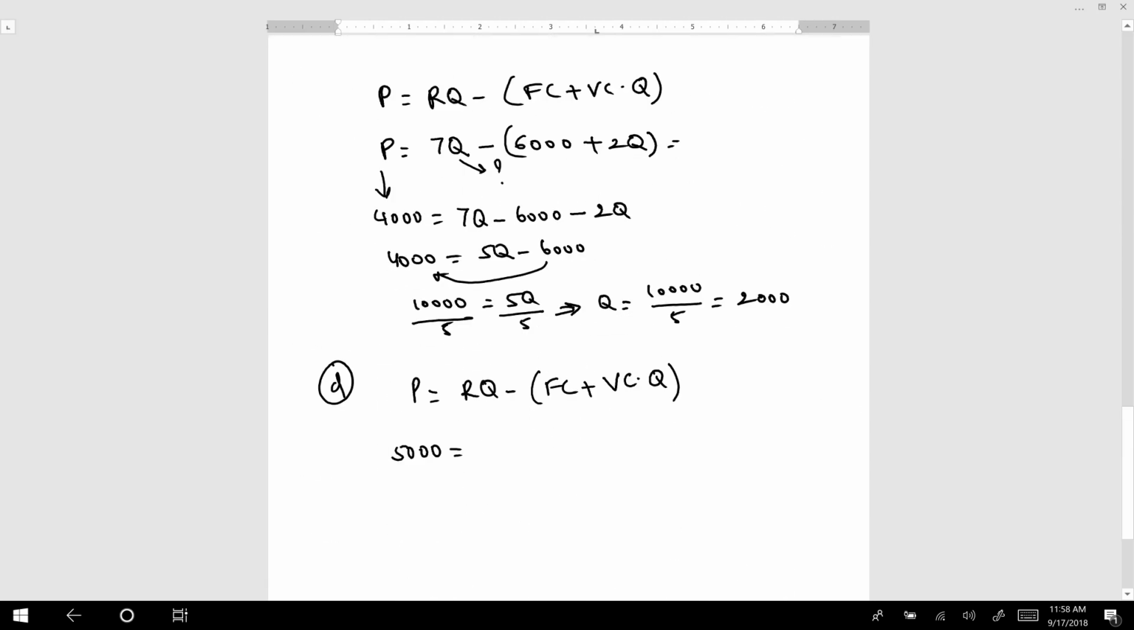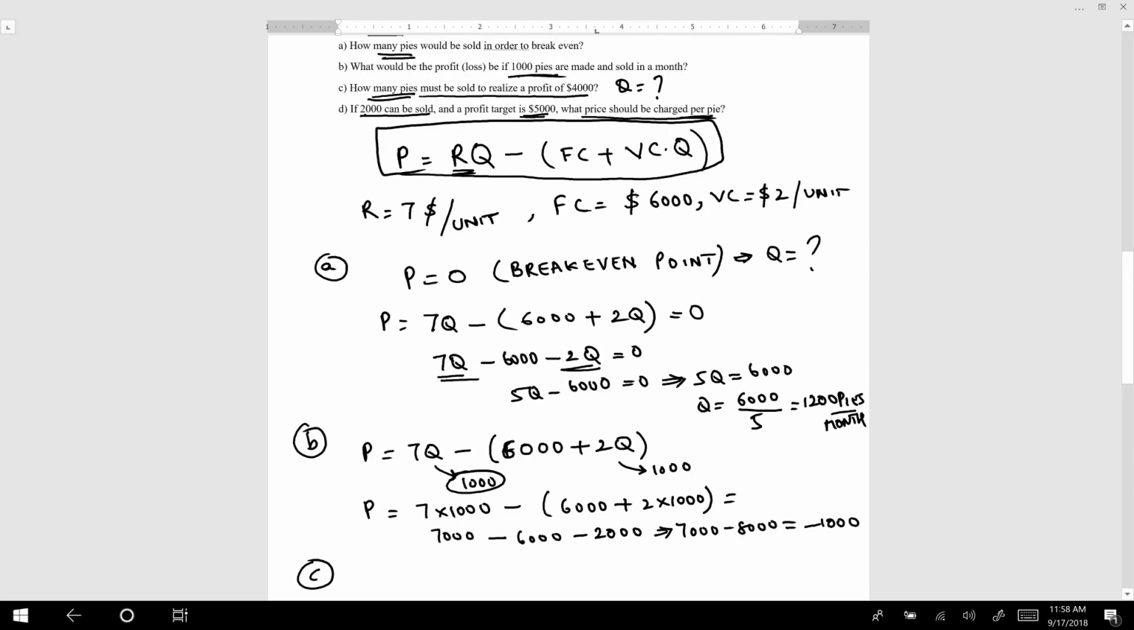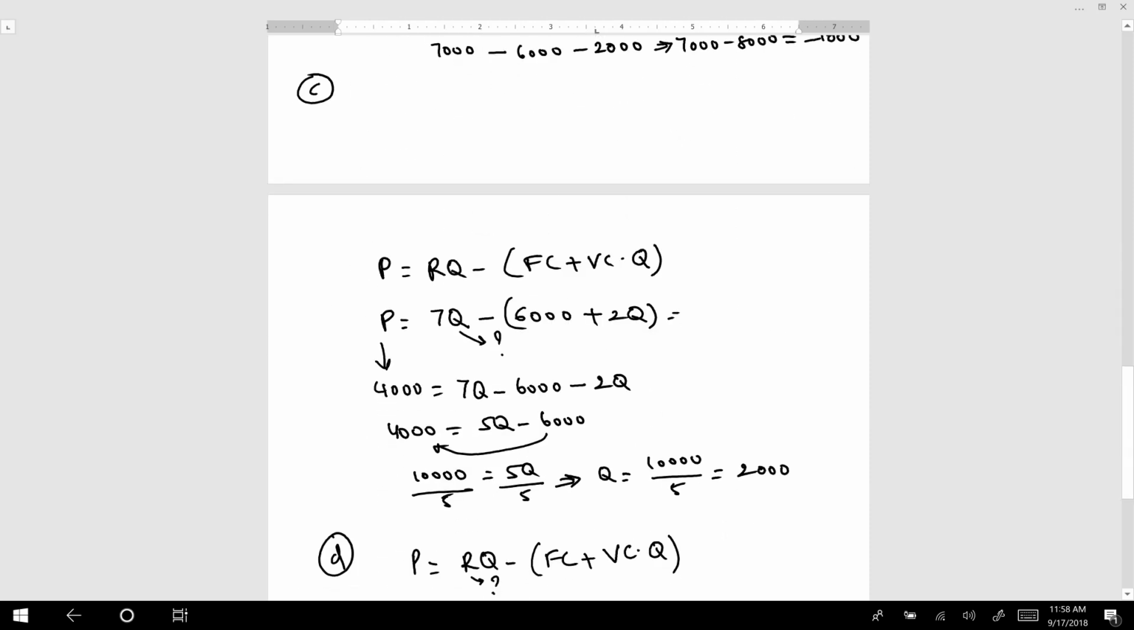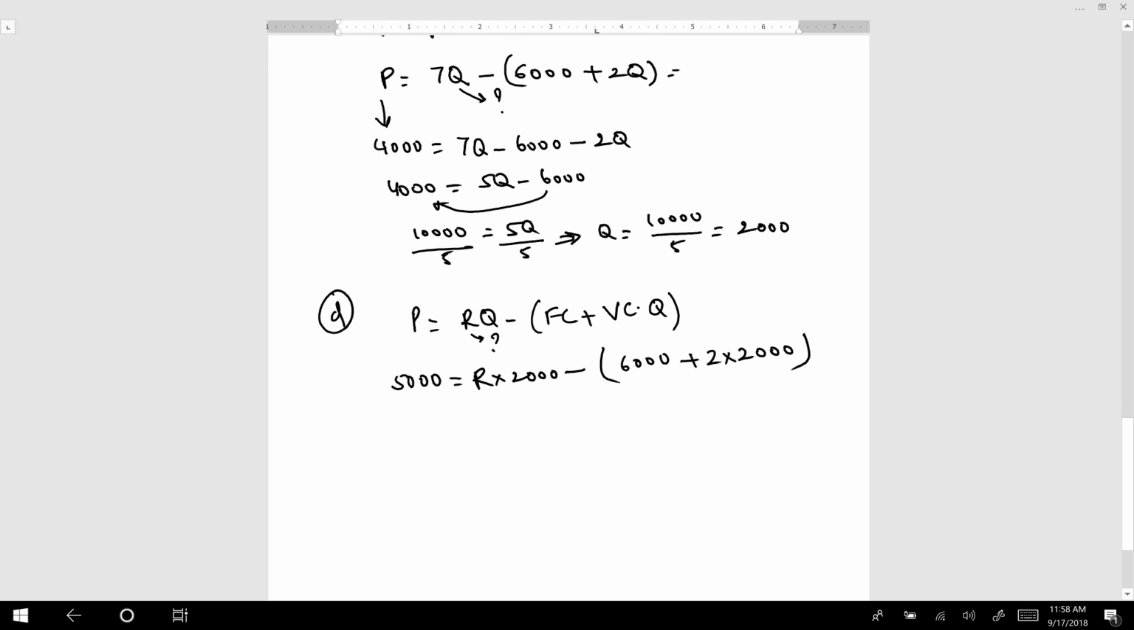So we wanted to determine R, and Q is, they are saying 2000 can be sold, so Q would be 2000 and our fixed cost would be the same, which is 6000 plus variable cost would be same 2 and the quantity is 2000. So now we can determine R from this expression. So 5000 is equal to 2000 R minus this is 6000 plus 4000 is 10,000.